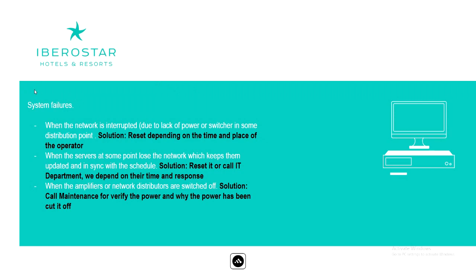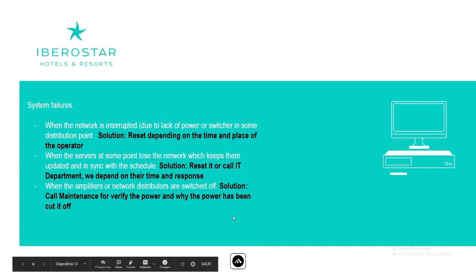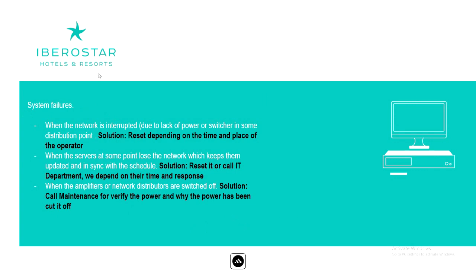At this point, we're having some failures of the system. I just mentioned 3 here, which are the most common, but we're going to mention more. The first is the network, when it is interrupted due to a lack of power on a switch. As I was explaining, if the power goes, the system doesn't reset by itself because we are having a problem with the network. So we need to reset the device manually, and this depends on whether someone from the audiovisual team is in place or on duty at that time to do it.